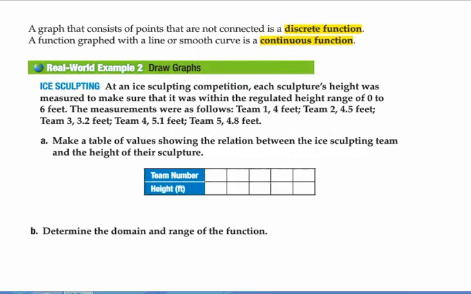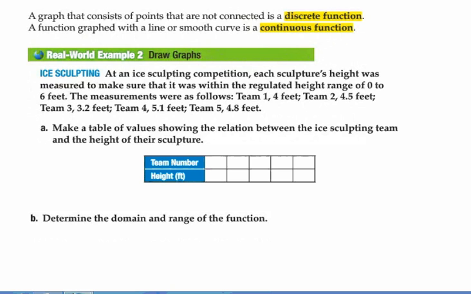Next up, we're looking at those discrete and continuous functions, with could we connect the dots or not. So a discrete function consists of points that are not connected. Those were our t-shirts. We can't have part of a t-shirt. Continuous function, functions graphed with a line or a smooth curve. We could have part of a pound of almonds, so we could connect those dots. So let's look at ice sculpting.